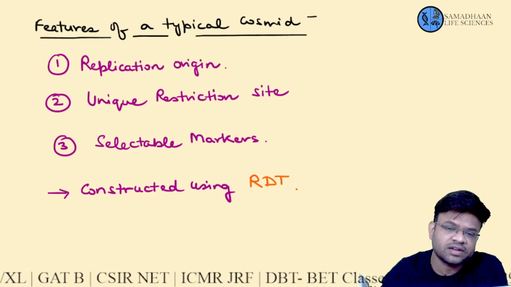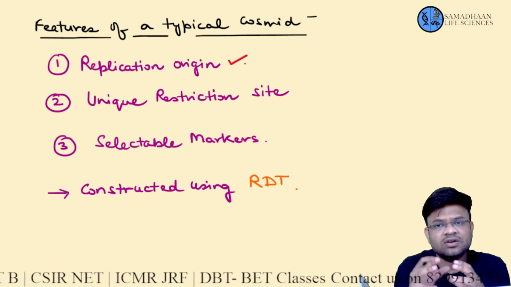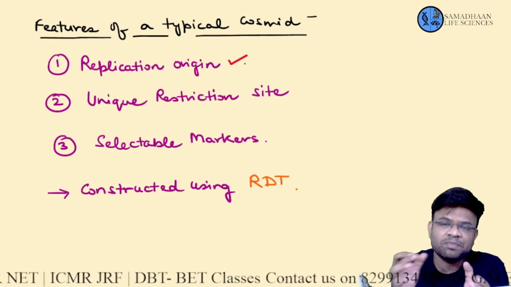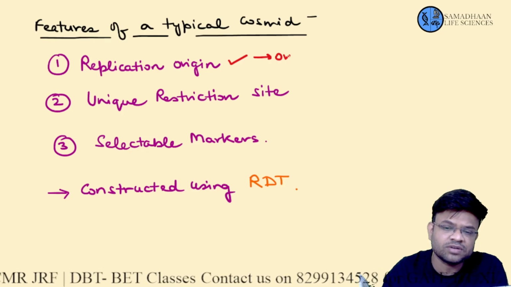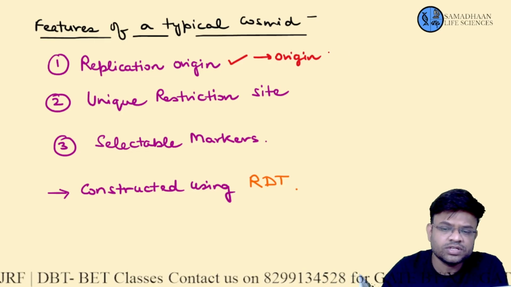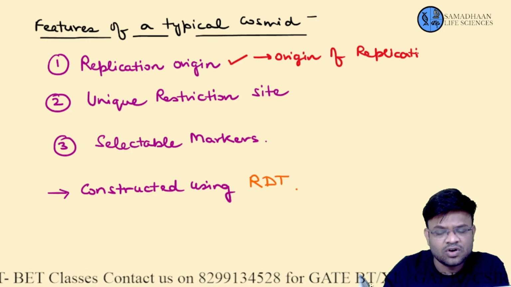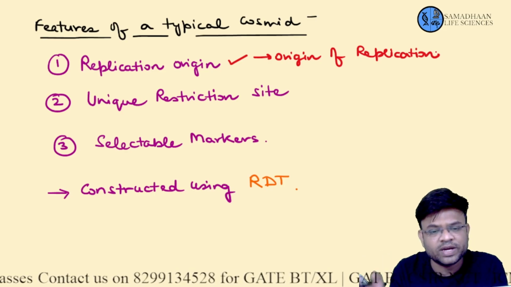The first thing is replication origin. Of course, we know that because the cosmid vector is derived from the plasmid only, so replication origin, or in other words you can call it origin of replication. So obviously this origin of replication would be present inside the cosmid vector.